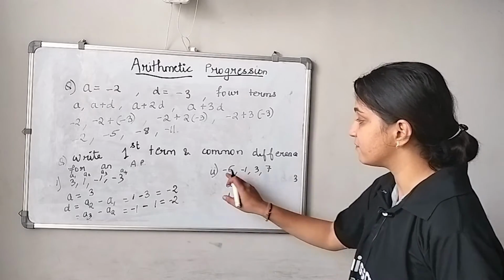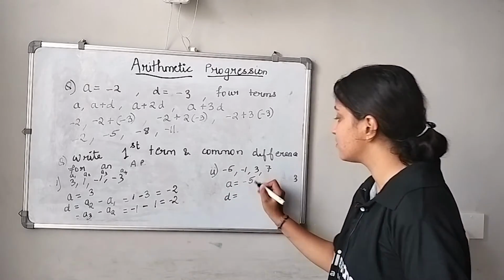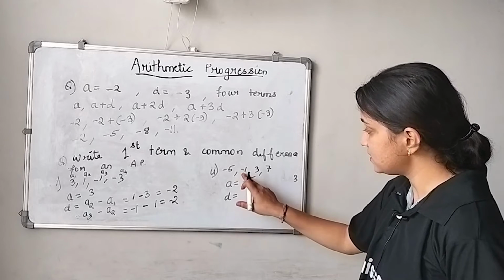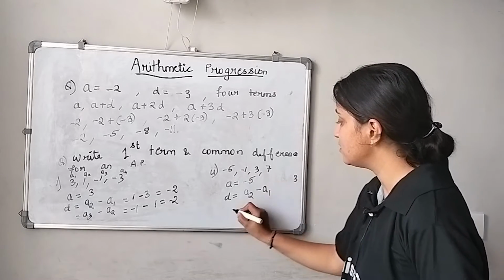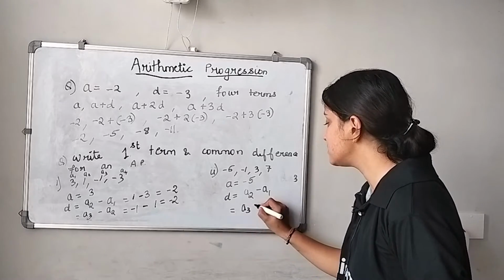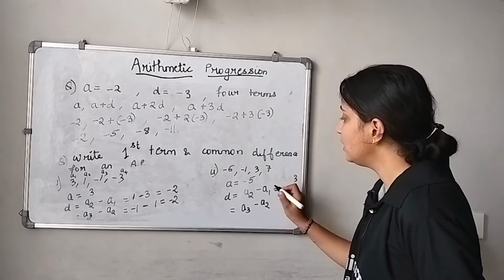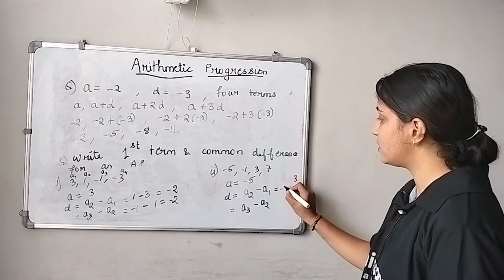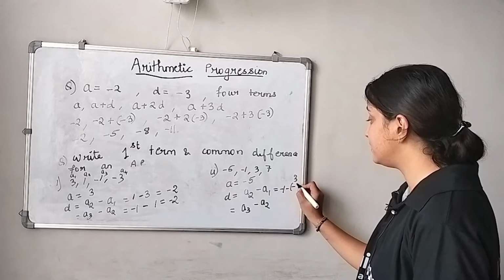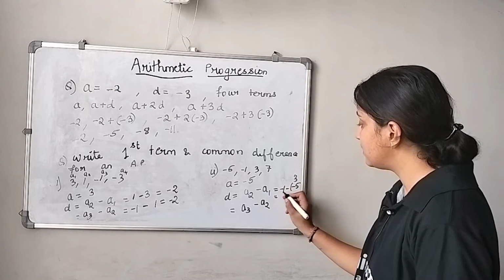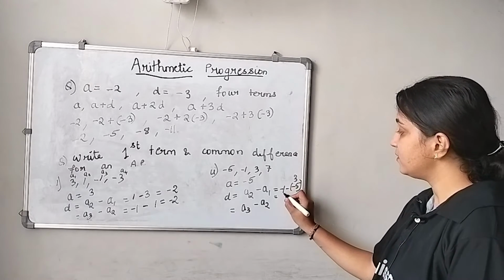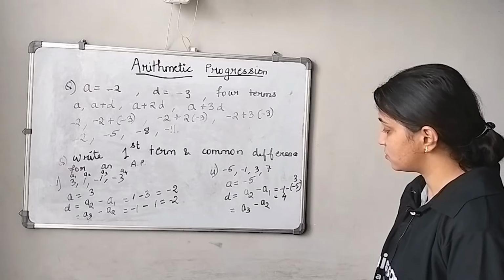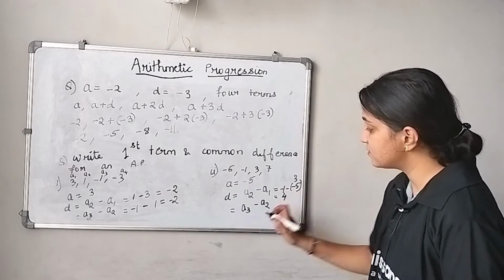Now, here, same way. First term is minus 5. Then D is minus 1. First we'll find A2 minus A1, then we'll go for A3 minus A2. Now, A2 is minus 1 minus of minus 5. So that will be minus 1 plus 5. That one is 4. So your D here is 4.